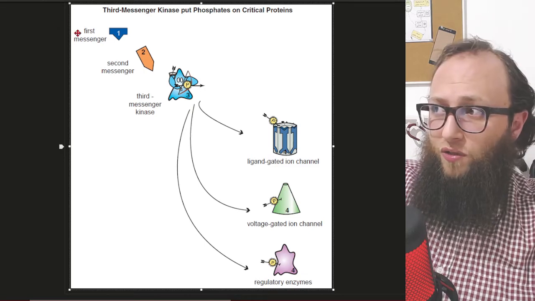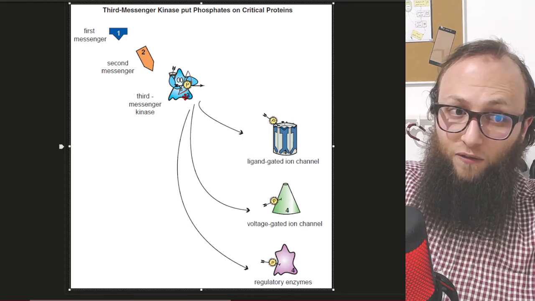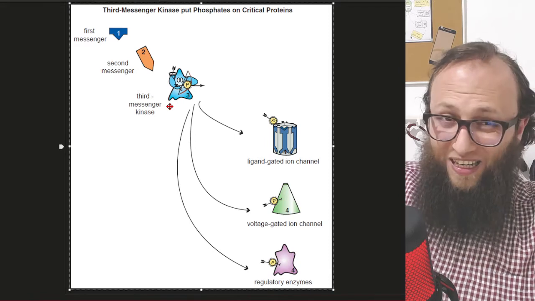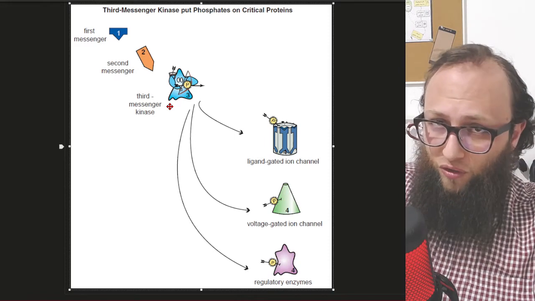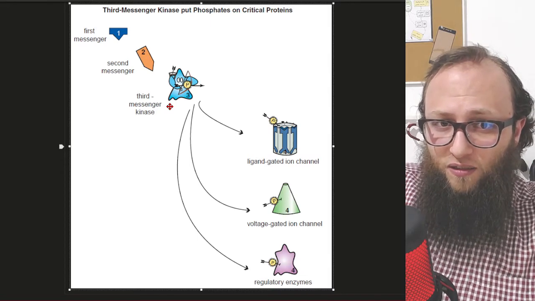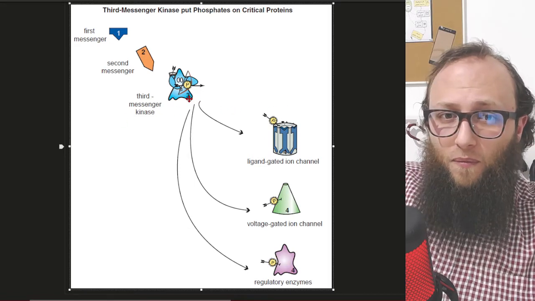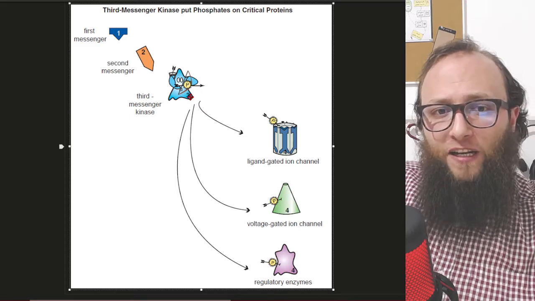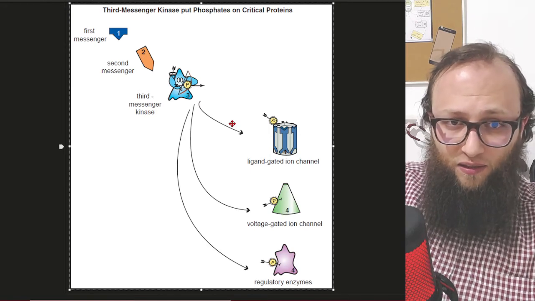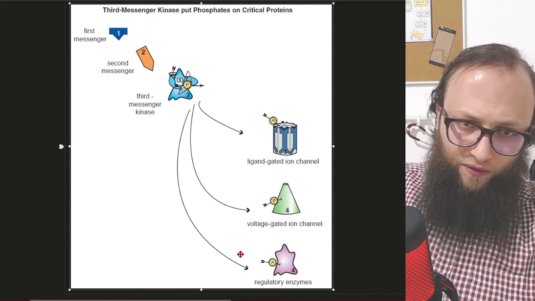So here, as we said, the first messenger leads to the second messenger that would work with the regulatory unit to activate the third messenger. So here we have a third messenger that is activated. We are talking about kinase messenger here. We have two types, kinase and phosphatase. So the activation of a third messenger kinase would lead to adding phosphates to a variety of phosphoproteins, such as ligand-gated ion channels, voltage-gated ion channels, and various regulatory enzymes.